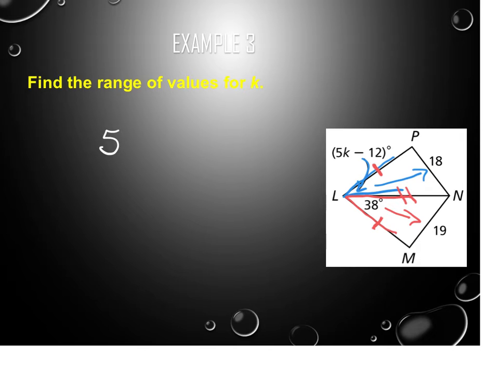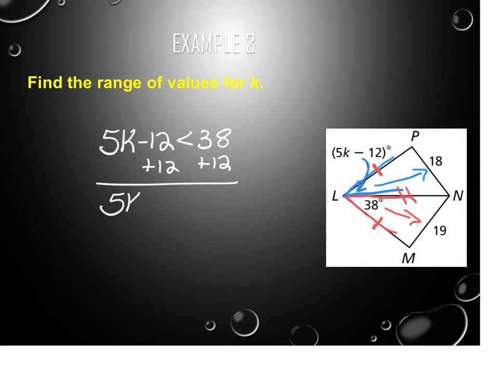I'm going to do 5K minus 12, and this angle has to be less than 38. I'm going to solve for K. I'm going to add 12. 38 plus 12 is 50. Divide by 5. K has to be less than 10. Now, this is as big as it could get. Now I have to look at the smaller end. It's got to be at least 1.